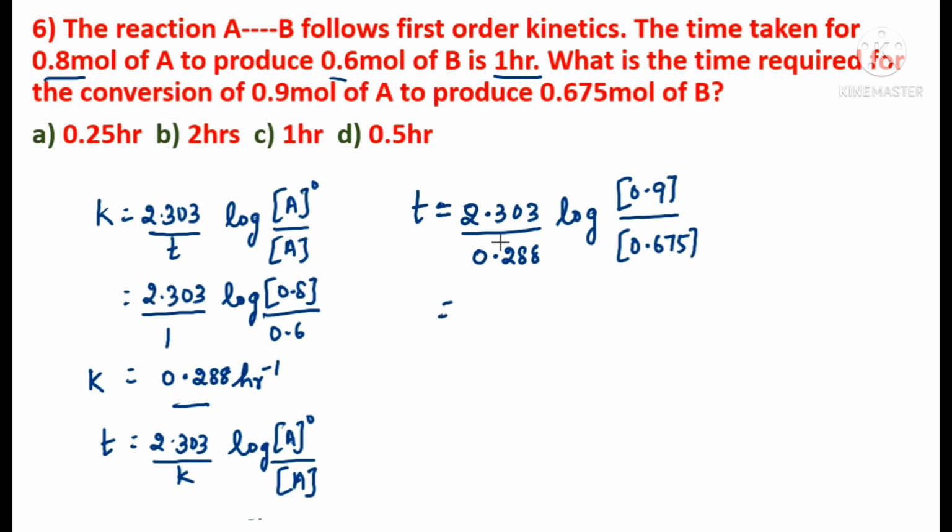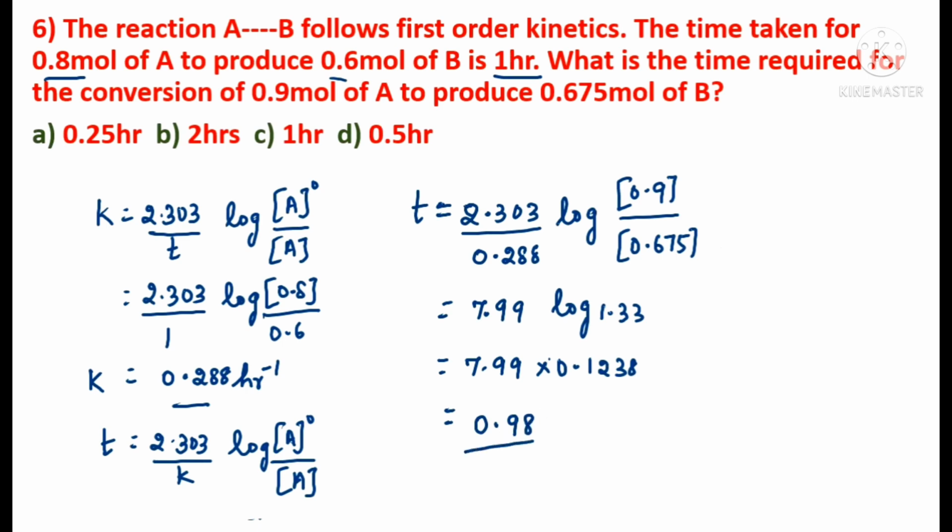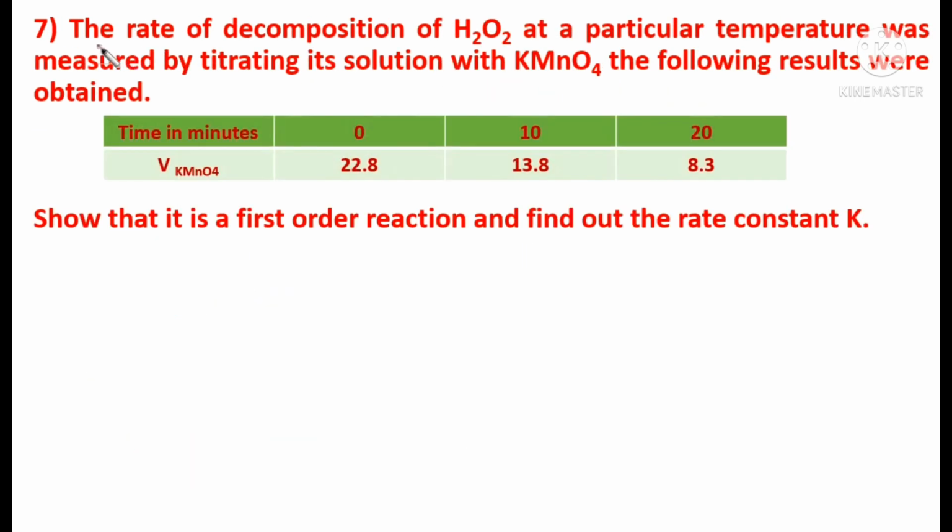When you are dividing 2.303 by 0.288, you'll be getting 7.99. Okay, log, when you are simplifying these two, you'll be getting log 1.33. So after finding out 7.99, what is the log of 1.33? It is 0.1238. Okay, so when you are simplifying this, you'll be getting 0.98. When you are rounding, you are getting a whole number, 0.98 can be taken as 1. So it is 1 hour. So the correct option is C, 1 hour. Understood, students? Read the next question, students.